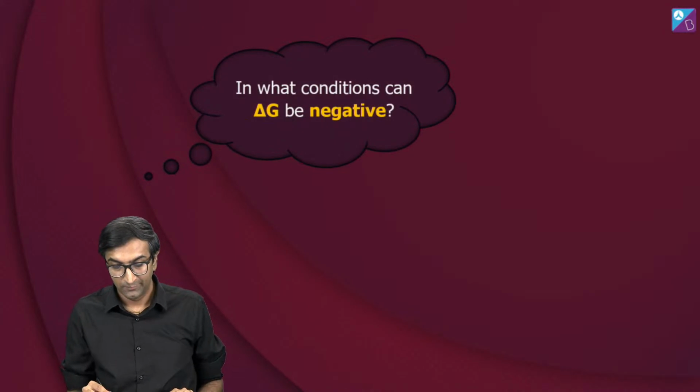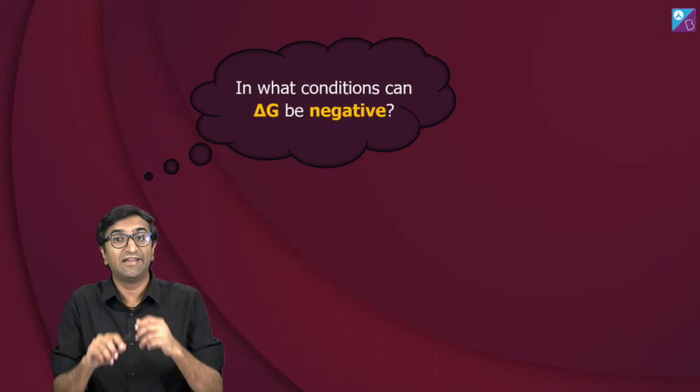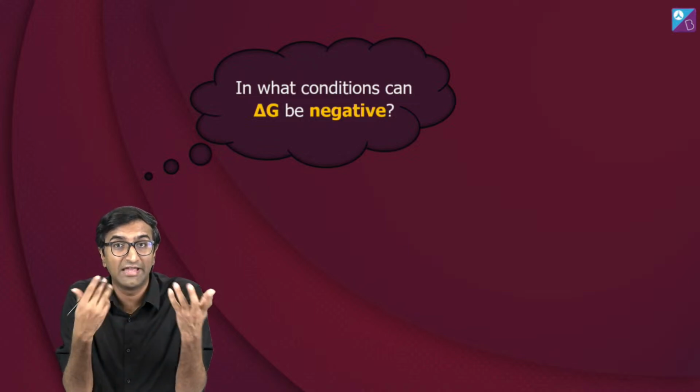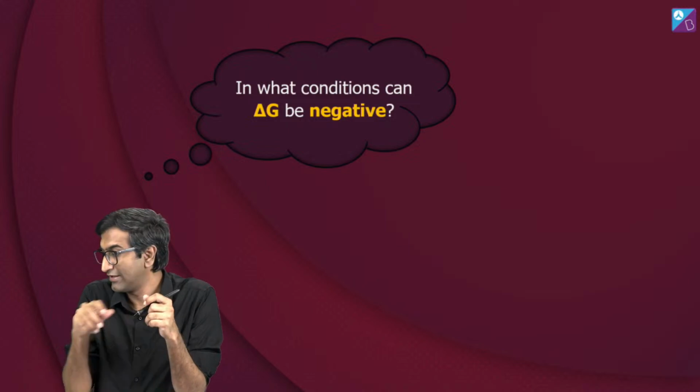Okay, cool. So, in what conditions can this whole delta G thing be negative? If delta G is negative, it means the process is spontaneous, meaning it is ready to happen on its own. If the process is not spontaneous, then life becomes difficult. You remember this from electrochemistry? Do you guys remember this from electrochemistry?